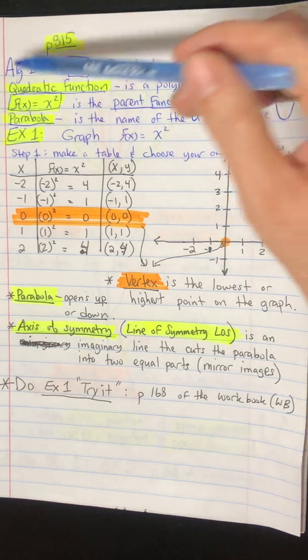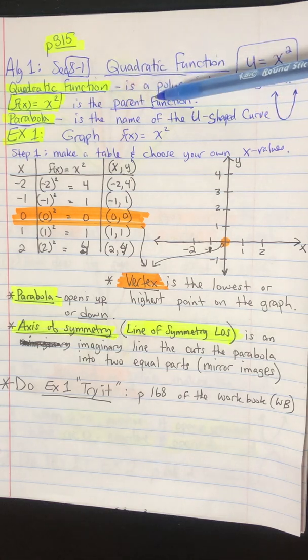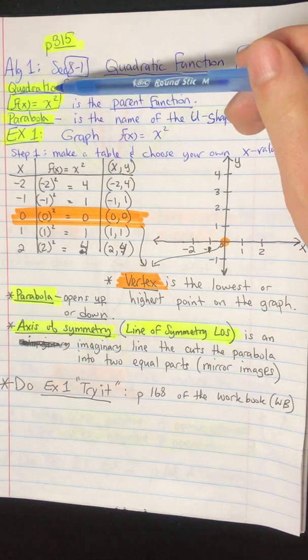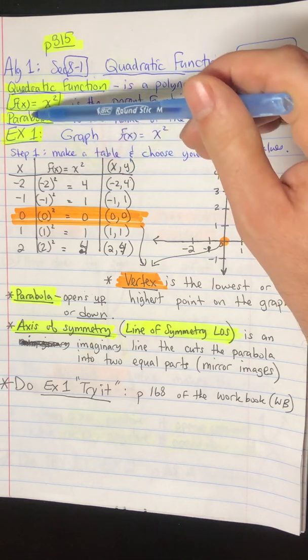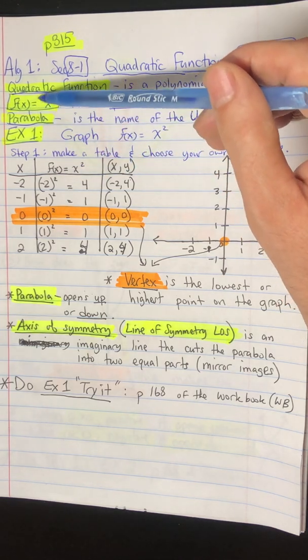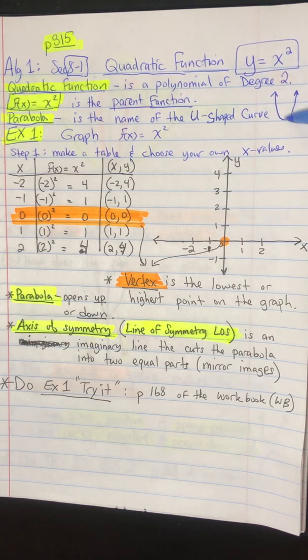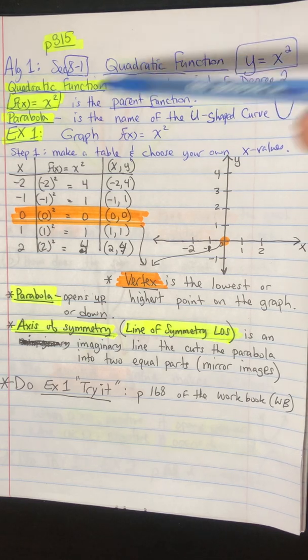graph them. So f of x equals x squared is the parent function. Again, the simplest way you can write a quadratic function. The name of the graph you get is a U-shaped graph called a parabola. That's the name of the graph of the quadratic function. It's always going to be a parabola. It's always going to be U-shaped like this. Sometimes it'll be opening upwards. Sometimes it'll be opening downwards.